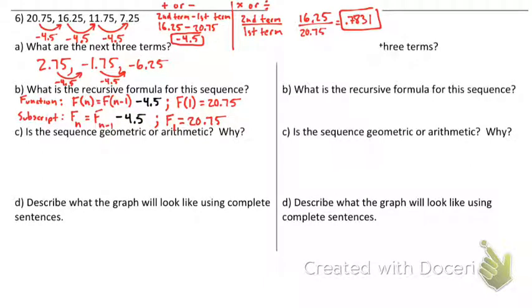Okay? Let's move on to C. We know from Tuesday, if you were absent Tuesday or forgot, look at the Zoom. To tell if it's geometric or arithmetic, it's very simple. Geometric, you are multiplying to get to the next term. Okay? Arithmetic, you are adding or subtracting to get to the next term. So based on what we're doing, we are actually subtracting to get to the next term. That tells me this is going to be arithmetic. Okay? So I have an arithmetic sequence.